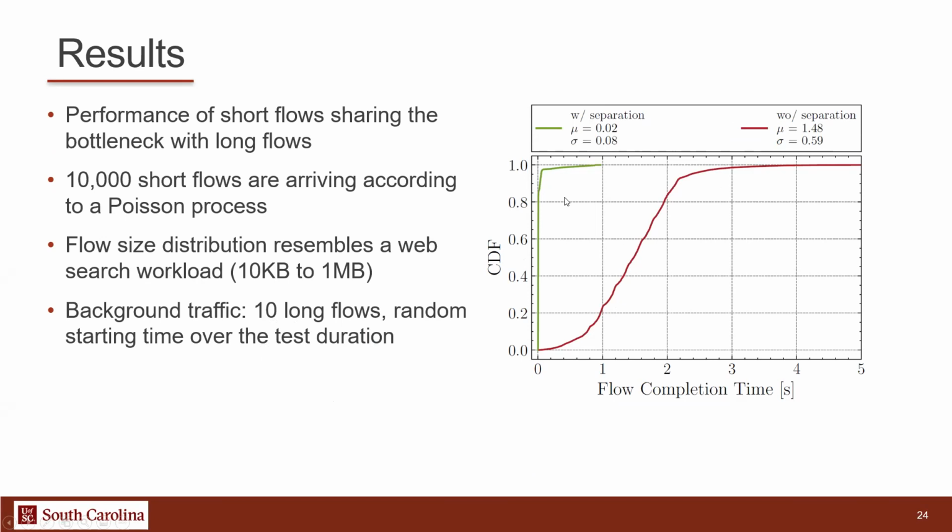And we can see here the performance benefits that we got. So if we look at the mean, it was around 0.02 seconds. This is the flow completion time when we separated the traffic. And the standard deviation is also small. Whereas when you just mix everything into that router, you can see how large these values can get.